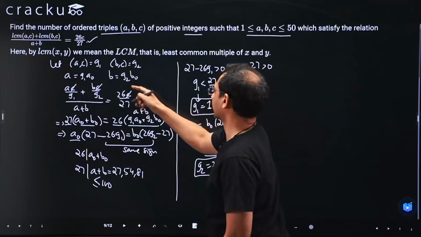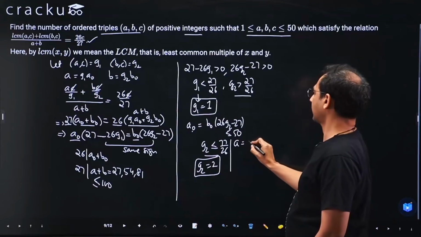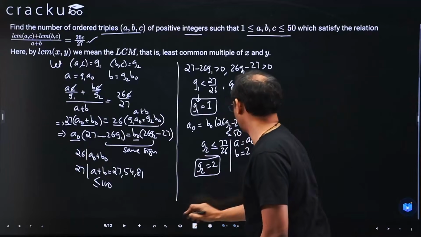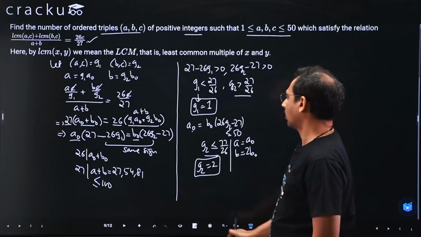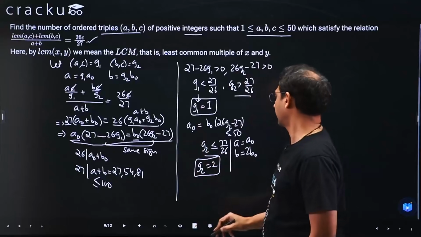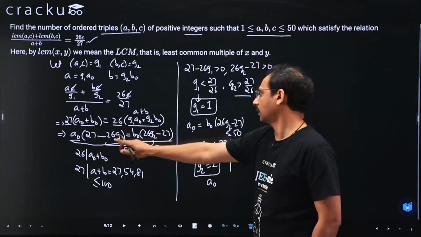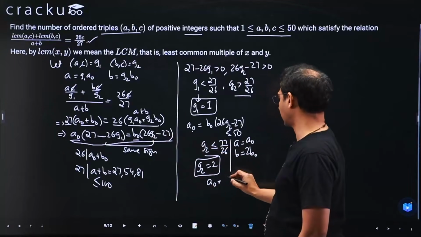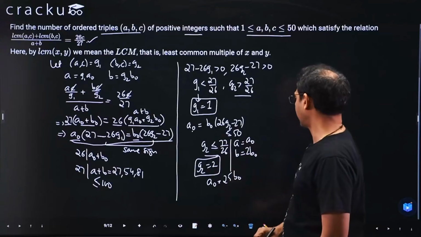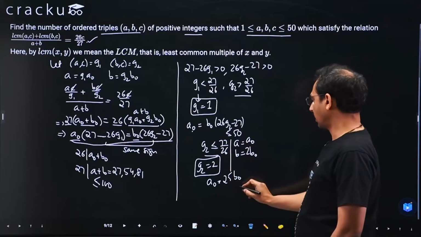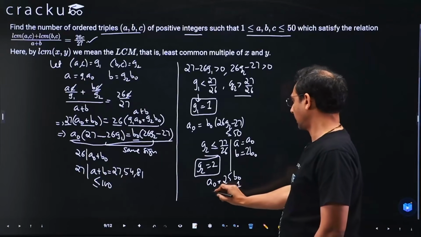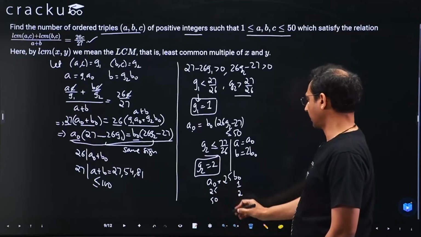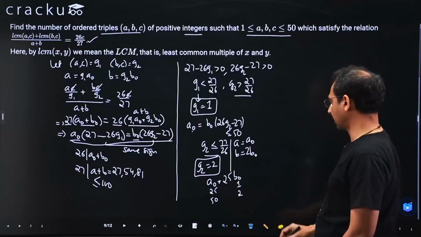If I substitute this here, I get A is equal to A naught and B is equal to 2B naught. Also, we'll substitute it here. We get A naught into 1 is equal to G2 is 2, 2 into 26 is 52, 52 minus 27 is 25. So I have 25 B naught. So if B naught is 1, A naught will be 25. If B naught is 2, A naught is 50. After that it will become more than 50. So we'll take these two possibilities.